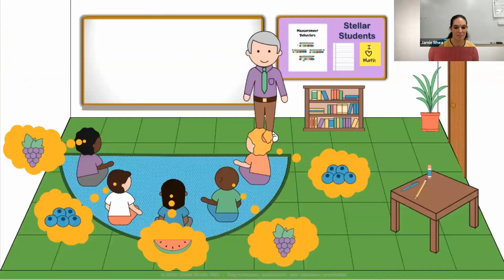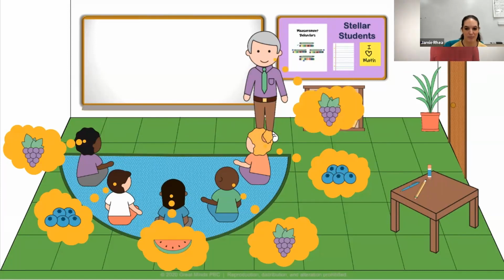Well, this class also voted on which fruit is their favorite. Take a moment to look to see what the students voted for. See, grapes, blueberries, and watermelon. What is the teacher's favorite fruit? Ooh, I wonder what his favorite fruit is. Me too. On the count of 3, let's say, what's your favorite fruit? Get ready. Here we go. 1, 2, 3. What's your favorite fruit? Hey, he likes grapes too.